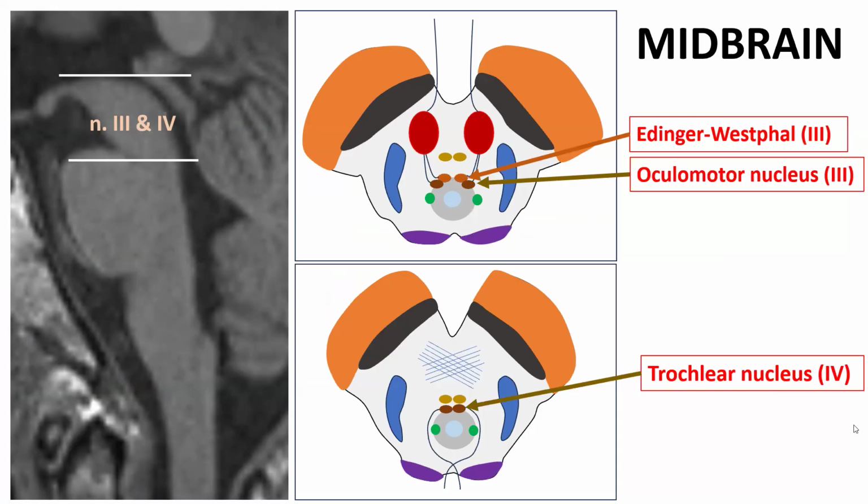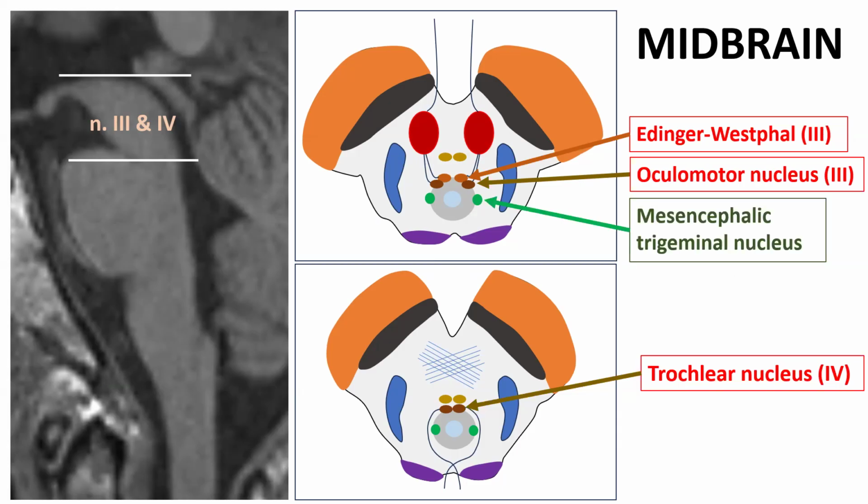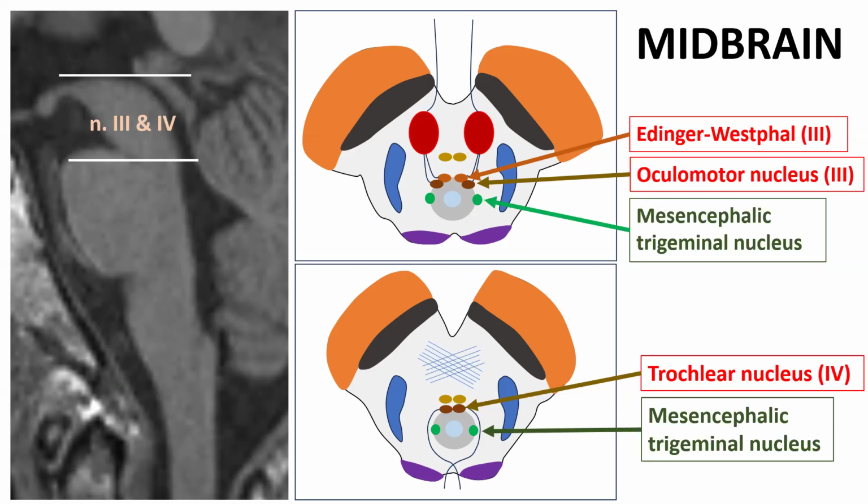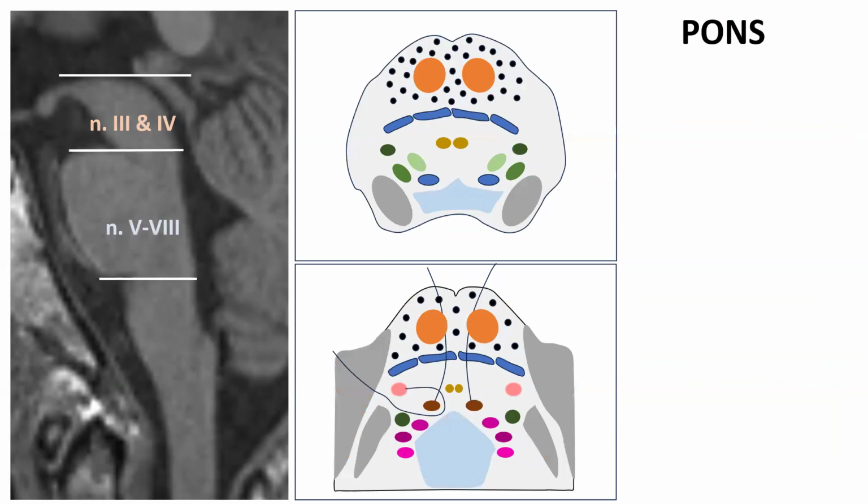The trochlear nucleus is located in the lower midbrain and the oculomotor nucleus in the upper midbrain. Associated with the oculomotor nucleus is the Edinger-Westphal nucleus, as discussed in the previous slide. Also found in the midbrain is the mesencephalic trigeminal nucleus, which, as said, receives sensory information about proprioception from the muscles of mastication and temporomandibular joint and belongs to the fifth cranial nerve.